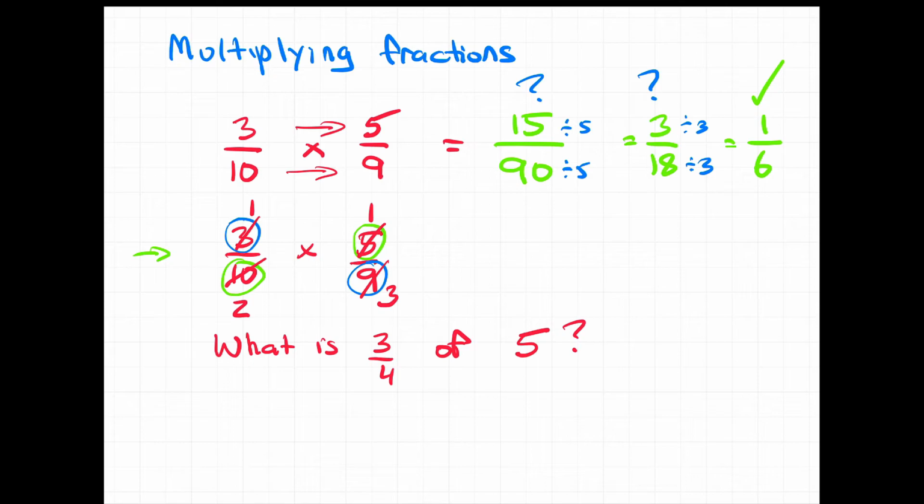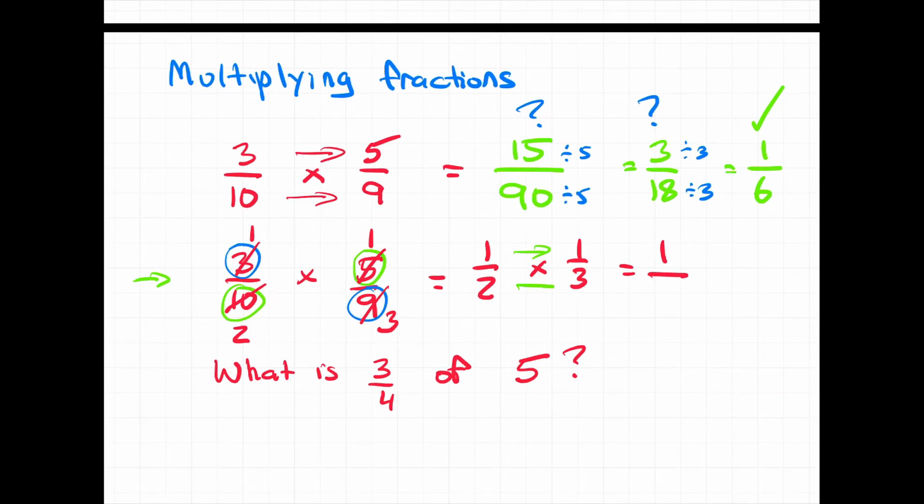So by canceling out prior to doing the multiplication, you can see that what we have right now is 1 over 2 times 1 over 3, and when I multiply the top through, I get 1, and when I multiply the bottom through, I get 6, and we're already in lowest terms. But I would still ask myself, am I sure I'm in lowest terms, because I may have missed something in my initial steps.